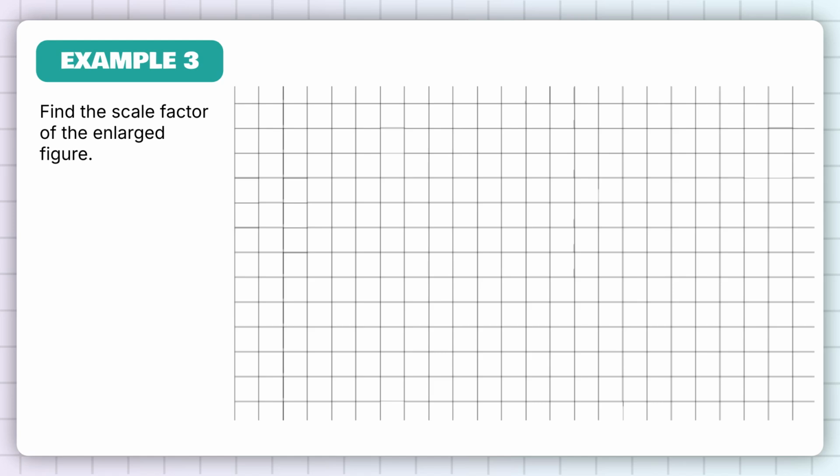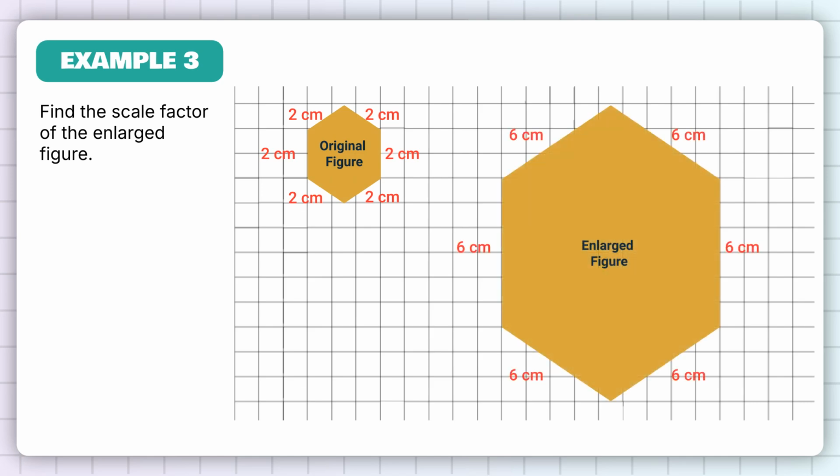Consider a more complex shape such as a hexagon. Suppose the original hexagon has a side length of 2 centimeters and the enlarged hexagon has a side length of 6 centimeters. Use the side lengths to find the scale factor. The scale factor is equal to 6 centimeters divided by 2 centimeters, which gives us a scale factor of 3. This means each side of the enlarged hexagon is 3 times the length of each corresponding side in the original hexagon. As you can see, the actual shape and its complexity does not affect the process at all.